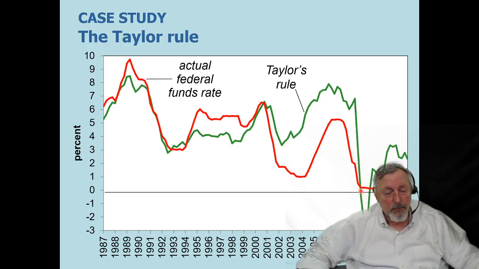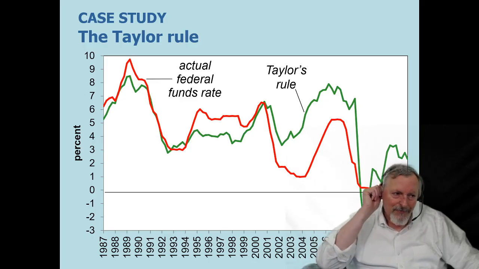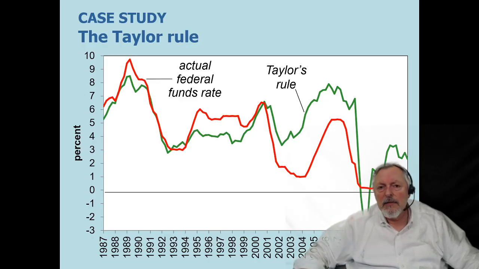The one big exception, notice here, this is the start of the Great Recession. The Taylor rule recommends an interest rate, a Fed funds rate, that would be substantially negative. Well, the Fed really can't do that. This is called a zero lower bound. They can't make the interest rate negative. So that's why there is this divergence.